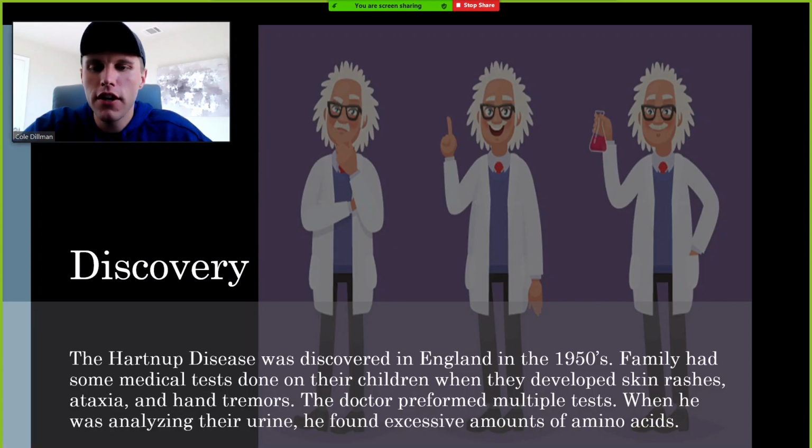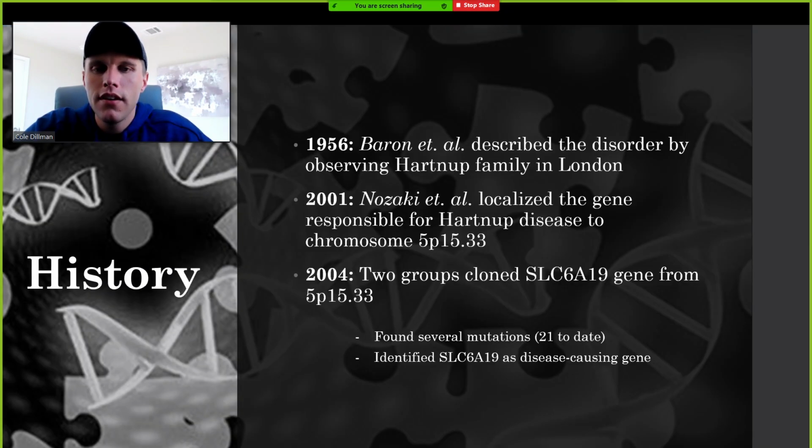Now, the discovery of Hartnup disease was in the 1950s in a family in England. They had several kids develop similar conditions such as ataxia, hand tremors, and rash. The doctor performed several tests, and it wasn't until he was analyzing their urine that he found the problem. There was an excessive amount of amino acids in the urine. In 1956, shortly after finding the disease within the Hartnup family, it was described in a journal.